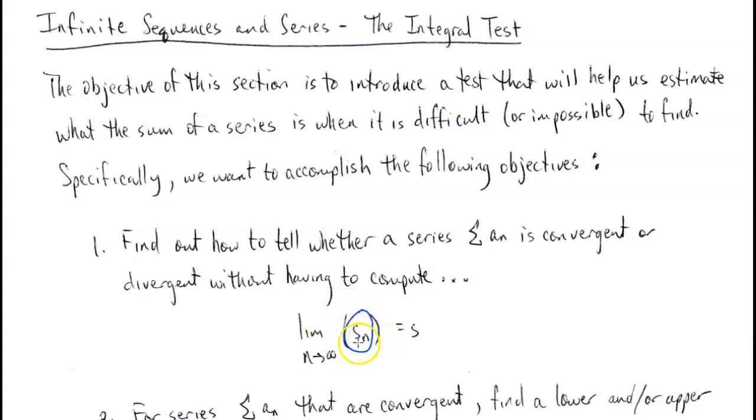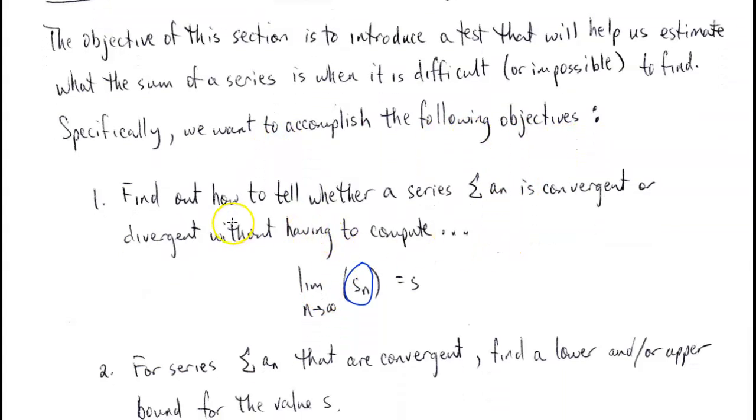And of course, if it does, then we know that the corresponding series that we're talking about is going to be convergent. So what the integral test does is it gives us a way to figure this out by basically using improper integrals. Specifically, what we want to accomplish here is to find out how to tell whether a series is convergent or divergent without having to figure out the sequence of partial sums from the sequence that the series originated from. We don't want to do that.